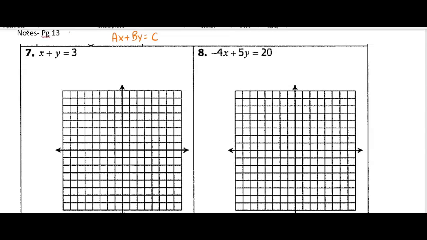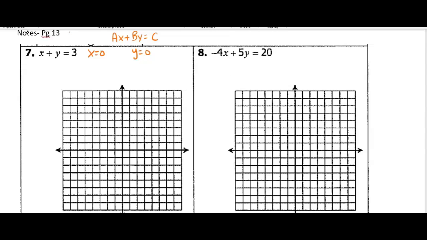Okay, in order to graph in standard form, there's two steps that you have to do. First thing you have to do is let x equal 0. And then you have to redo the problem and let y equal 0. You should have done this last week, so this part should be review. If it's not familiar, go back and watch last Friday's video as a refresher.